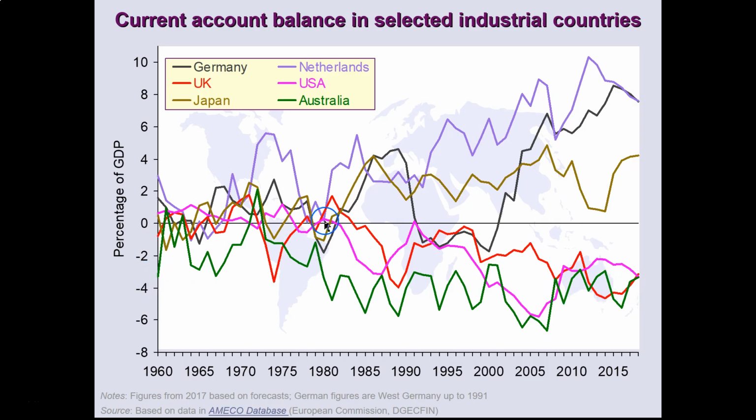So this is the first observation which you can make. Starting from approximately the early 80s, countries somehow chose their path and they went upwards or downwards. In other words, they are constantly running a surplus or constantly running a deficit. Very few countries are fluctuating around zero.